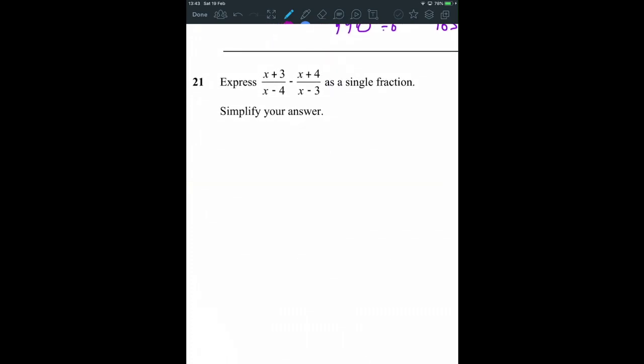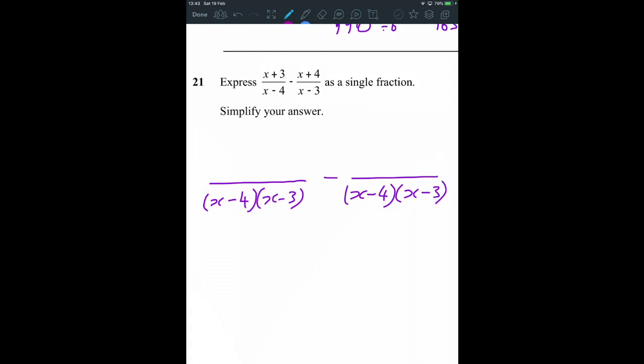Finally, or next question, subtracting algebraic fractions. We need a common denominator. For algebraic fractions, the only choice is all of the brackets multiplied together. Now we need the equivalent fractions. For the first, we times top and bottom by x minus 3. So an x minus 3 has to appear in the top. On the second, an x minus 4 appears in the top.